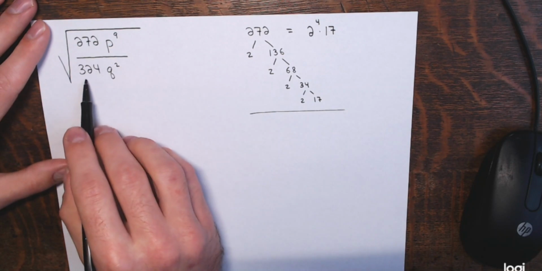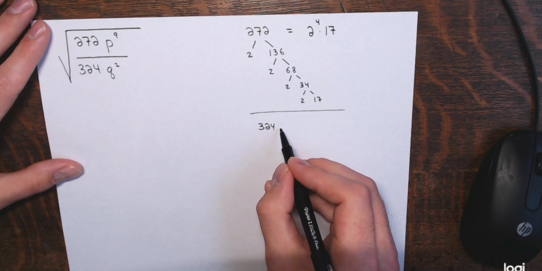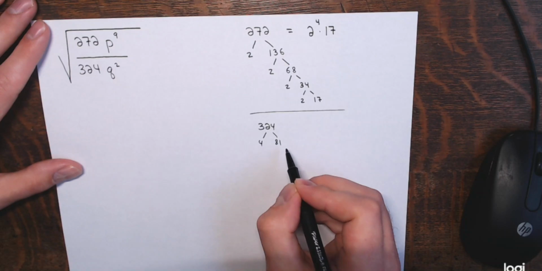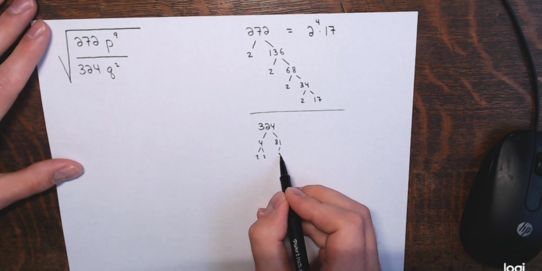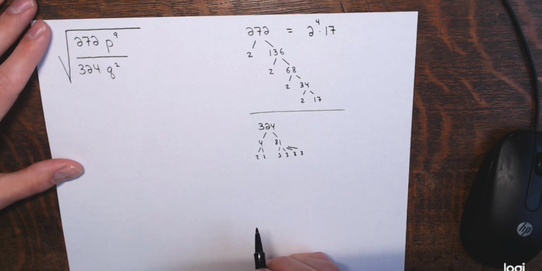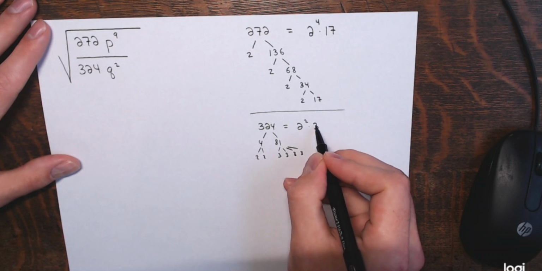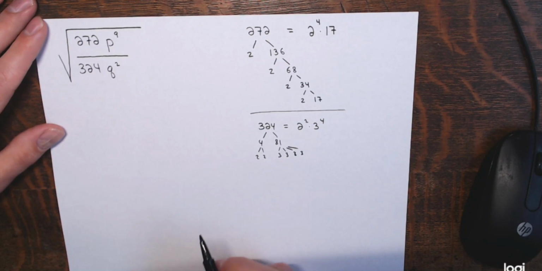Then 324 is 4 times 81. I can see that right now, 320 plus 4. And then 4 is 2 squared. 81 is 3 to the fourth power. I just know that. So 324 is 2 squared times 3 to the fourth, 4 times 81. All right, so I'll write that out.